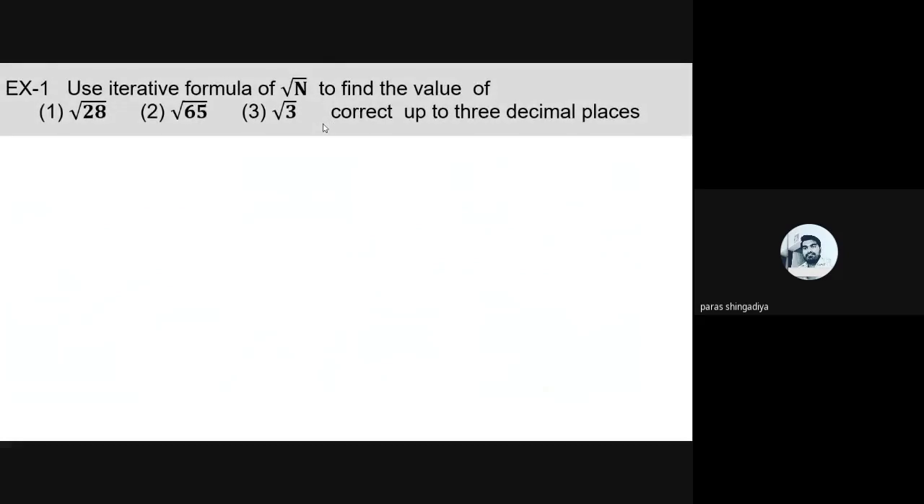So use the iterative formula of root n to find the values of square root of 28, then square root of 65, and then root 3. Okay, that we can easily solve in the calculator within 1 second. But let us check how we can check the answer of root 28 by using the Newton-Raphson method.